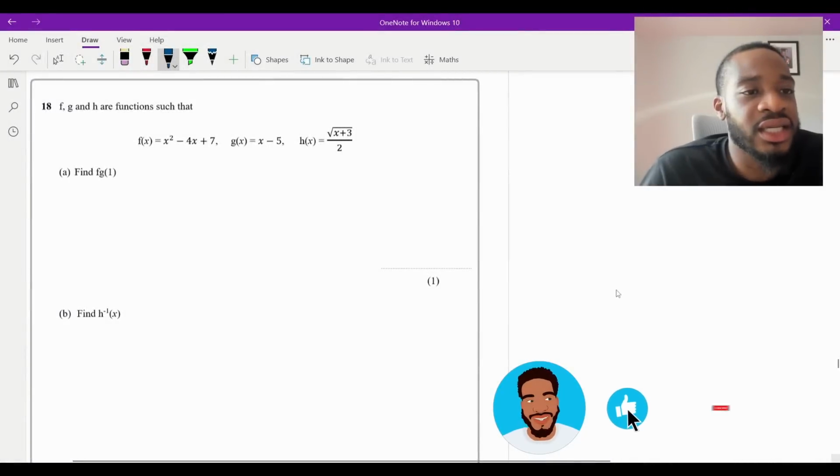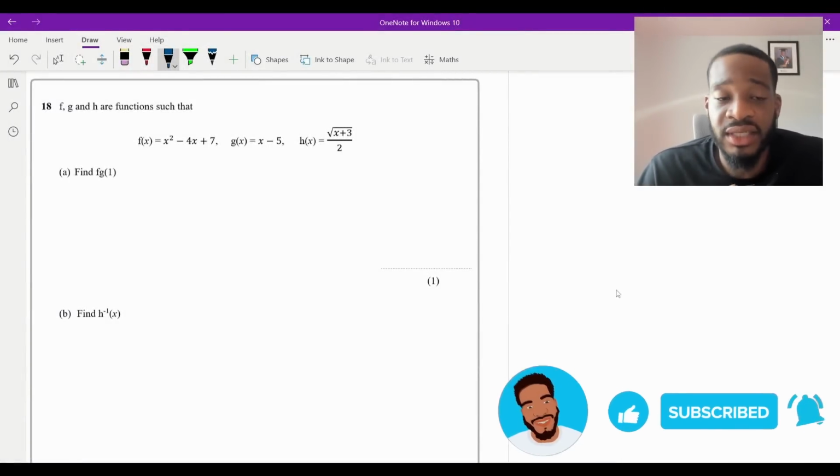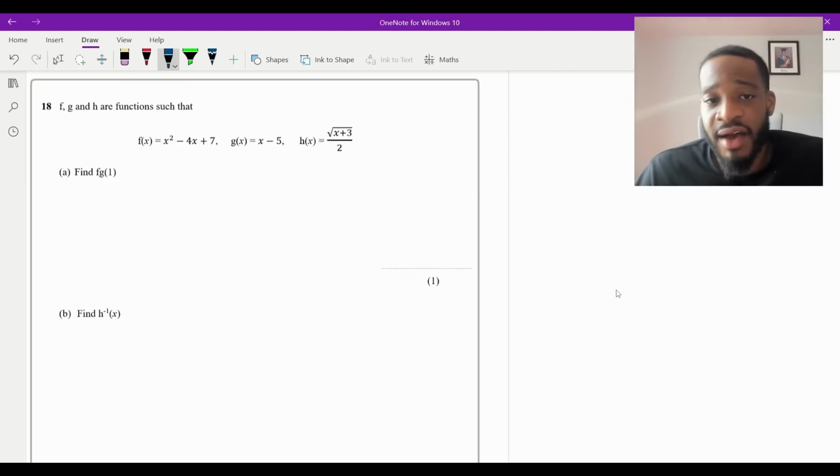Okay, so question 18 says f, g, and h are functions such that f of x is equal to x squared minus 4x plus 7, g of x is equal to x minus 5, and h of x is equal to root x plus 3 over 2. Part A says we need to find f of g of 1 for 1 mark.